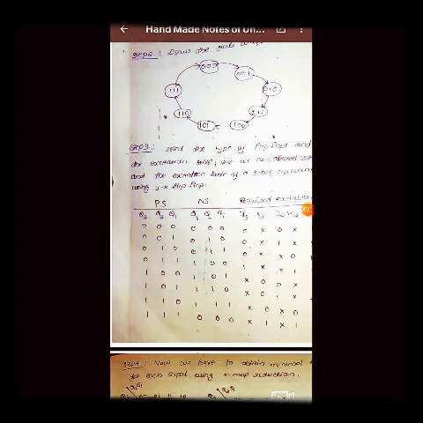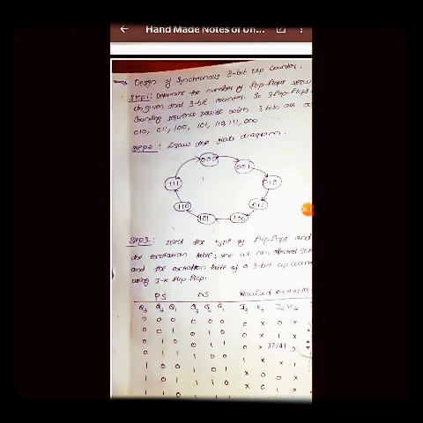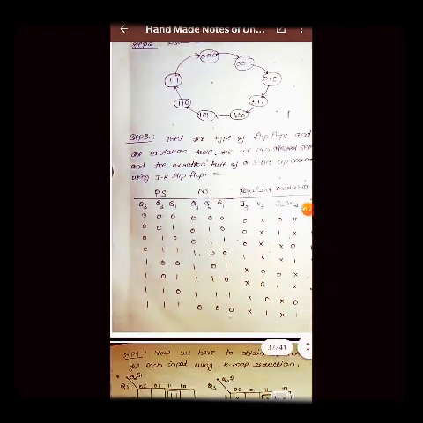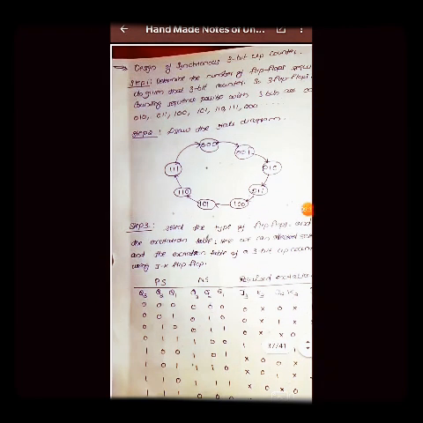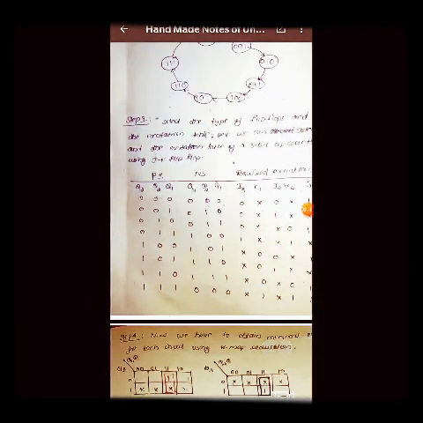Right? Similarly, in the next row, the present state value should be 0, 0, 1, and the next state value should be 0, 1, 0. How can we find these values? You can see these values from the state diagram. In the third row, you can see that the present state value is 0, 1, 0. The next state value for this present state is 0, 1, 1. From the state diagram, you can clearly see that if the present state is 0, 1, 0, the next state should be 0, 1, 1. Similarly, you write all the next state values.